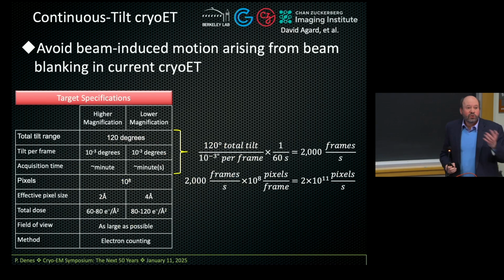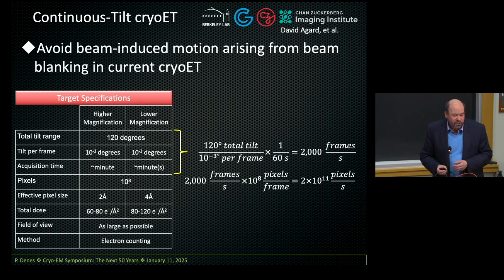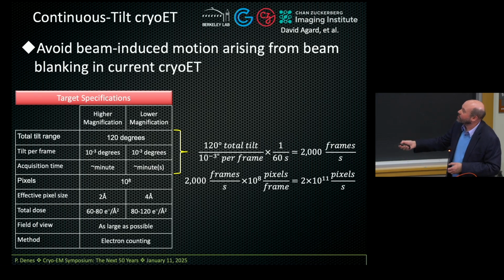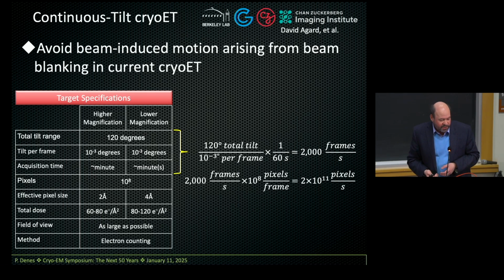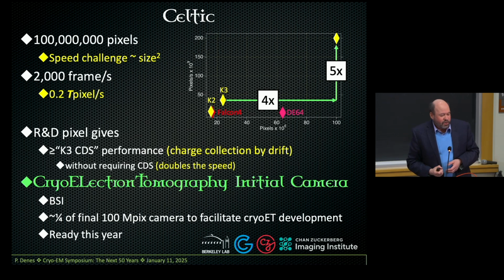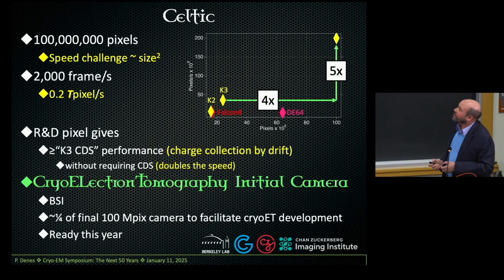So we're going to put these new developments to use in supporting the development of continuous tilt electron tomography that David Agard and colleagues are doing at the CZ Imaging Institute. And there was kind of a wish list, please do this. And this ends up needing something that does 2,000 frames per second with 100 million pixels in it. So it turns out that's a lot.